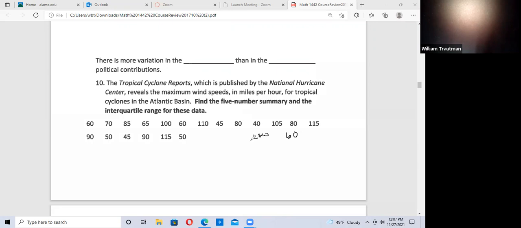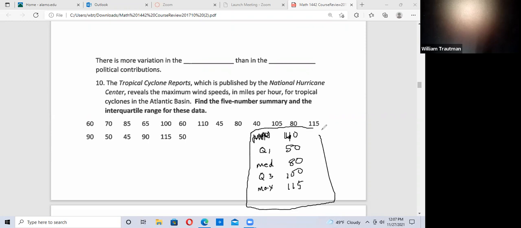Or you call it low or the minimum, it doesn't matter. Minimum. Oh, it's not 60, it's 40. Q1 was 50. The median, or Q2, also known, is 80. Q3 was 100. And then the maximum number was 115. And this is called our 5-number summary.